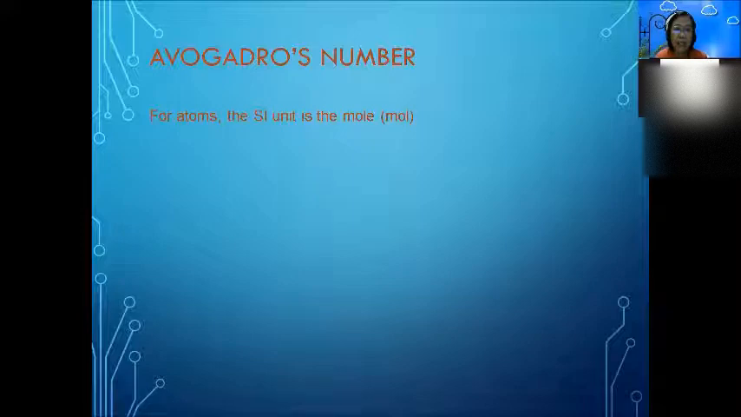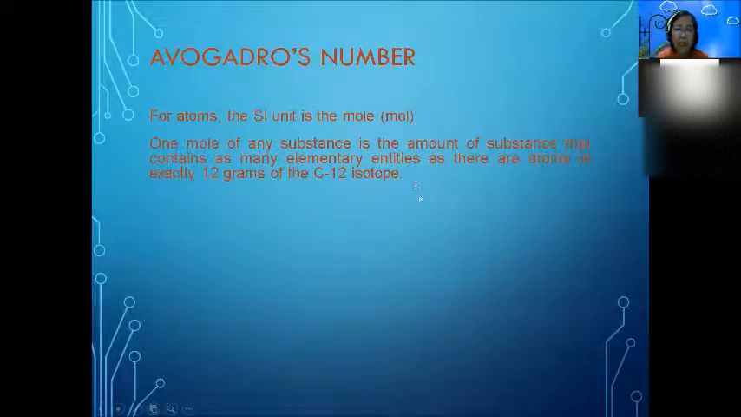How many particles are there in a mole? So just like a dozen means 12 items, a century means 100, or a millennium to mean 1,000 years, a mole of any substance is the amount of substance that contains as many elementary entities as there are atoms in exactly 12 grams of the carbon-12 isotope. Alright, so, ibig sabihin, ito yung pinagbasehan ng pagkuha ng value for a mole of a substance.